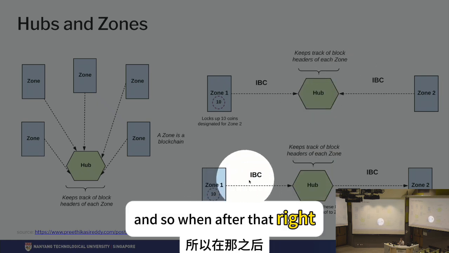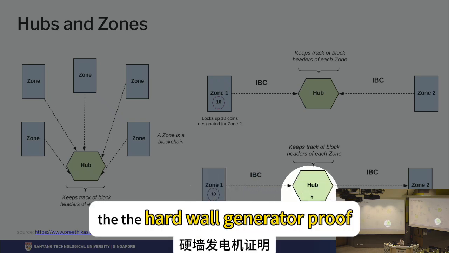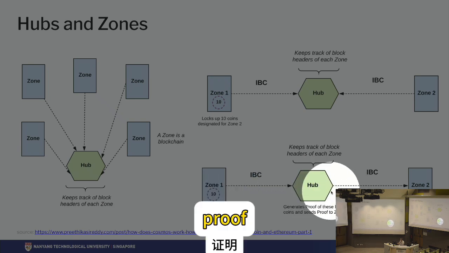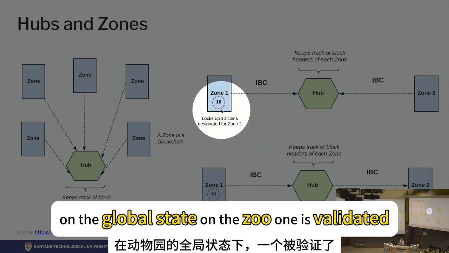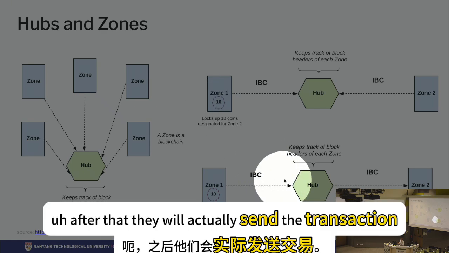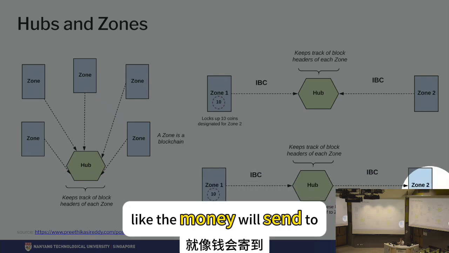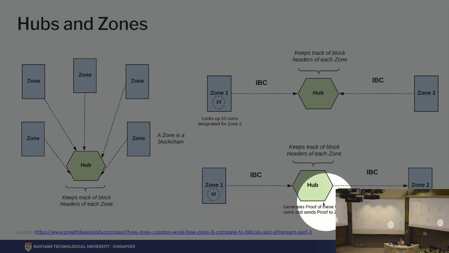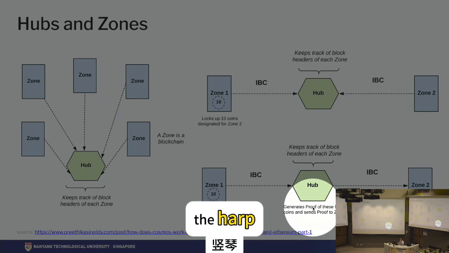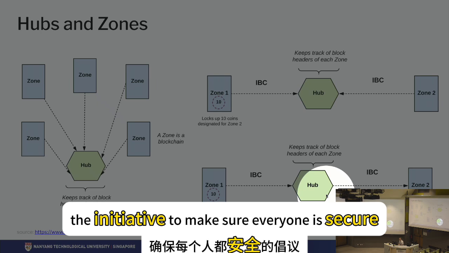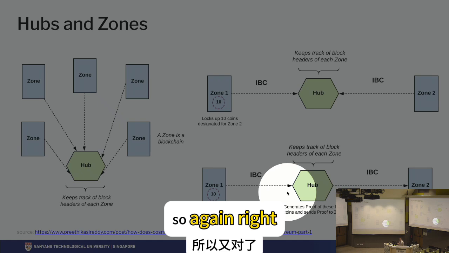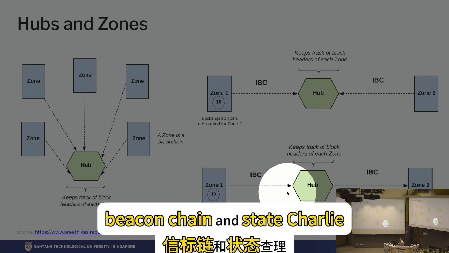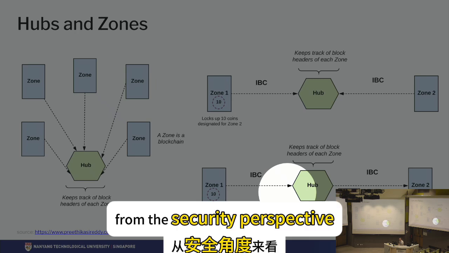And so after that, the hub will generate a proof of this transaction, and all the blocks on the global state on zone 1 are validated. After that, we will actually send the transaction, like the money will be sent to the recipients on zone 2. The reason it is safe again is the hub takes the initiative to make sure everyone is secure and safe. So again, it's very similar to the beacon chain and state sharding, shard chain, from the security perspective.